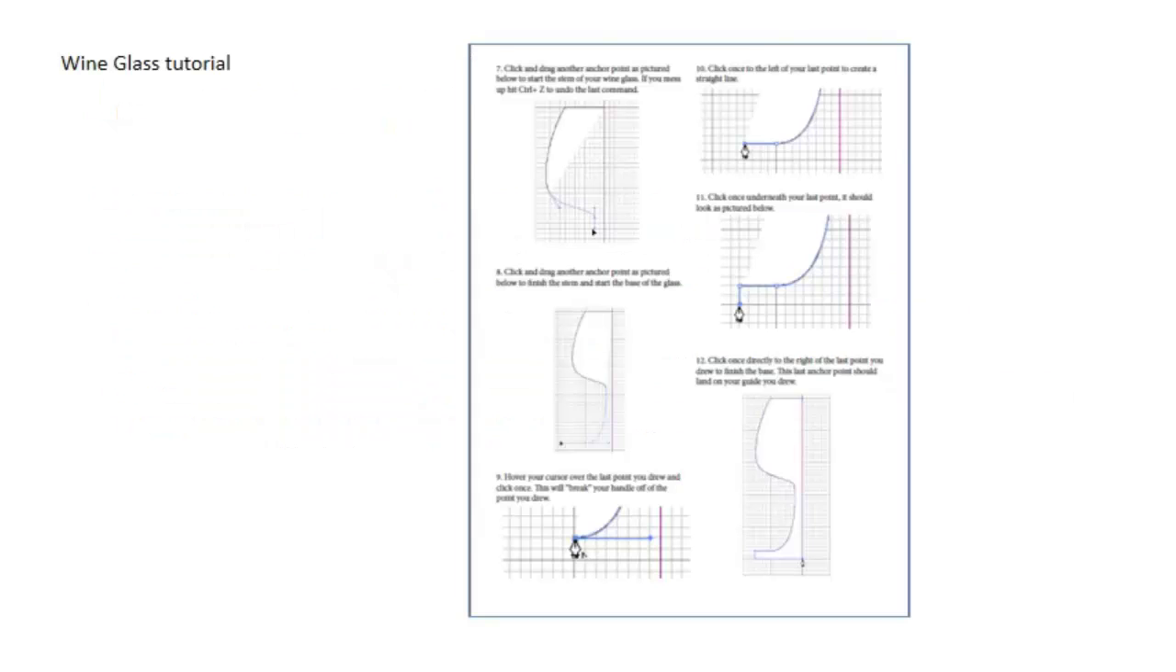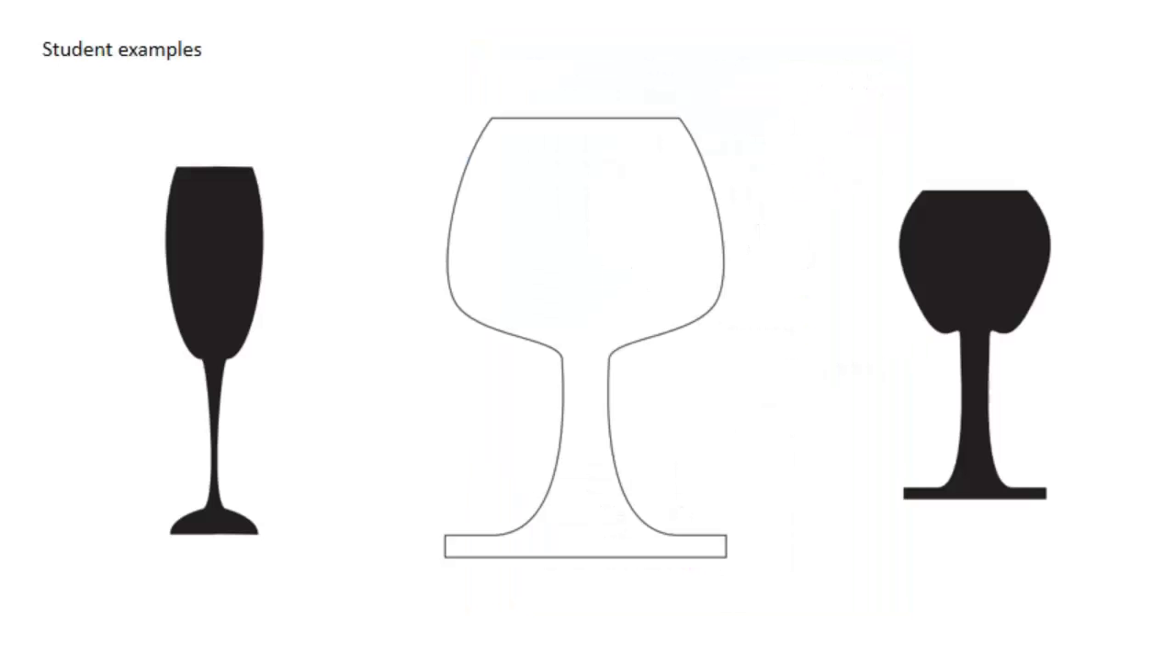There's a simple tutorial I've written up as well that you can read if you do not like watching the videos as you complete this. It will walk you through the exact same set of steps in pictures and words that I will go through at the end of this here. Here are some student examples. It doesn't have to be a pretty looking wine glass obviously, but it should wind up looking somewhat like this.